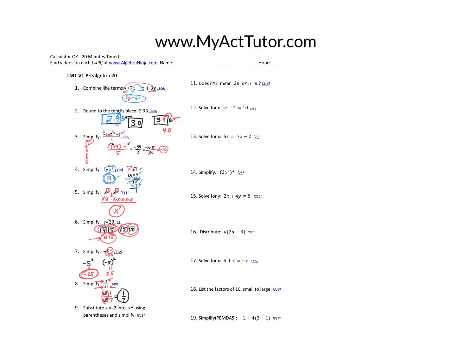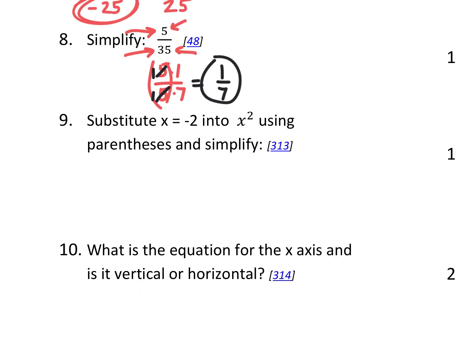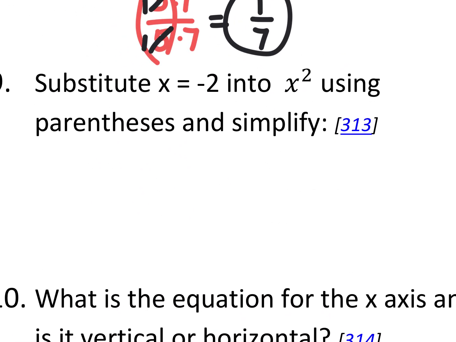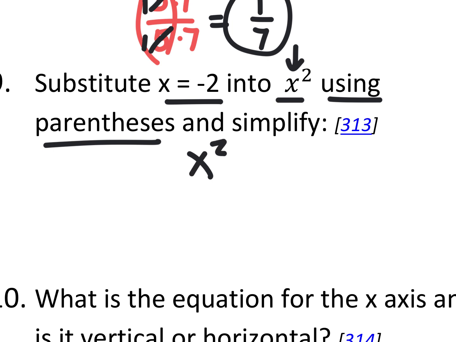For skill 313, here's what we're looking at. The key directions here are to substitute -2 into x squared. It doesn't have to be -2, but especially when there's a negative number and you're putting it into a variable that's being squared, which happens a lot in high school math, you should use parentheses. Our x squared is going to turn into empty parentheses squared, and then you drop in the -2.